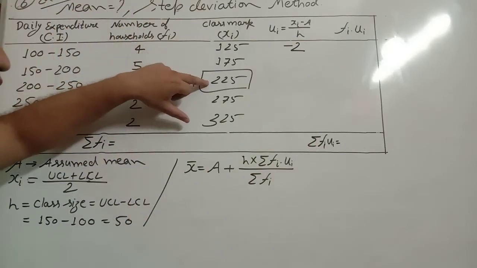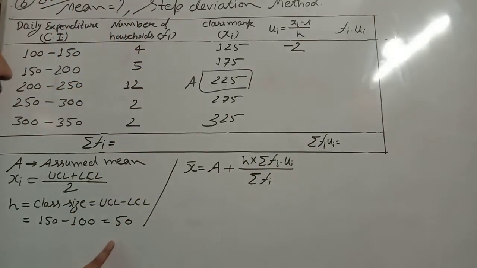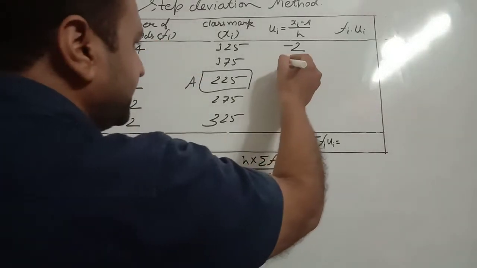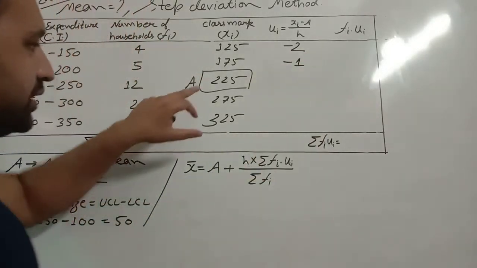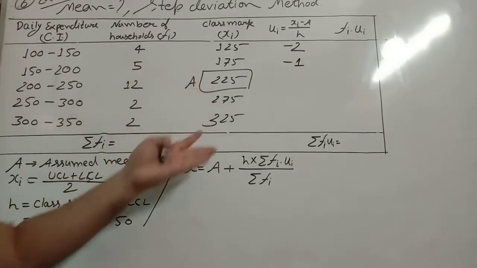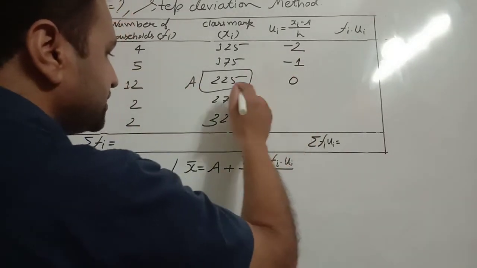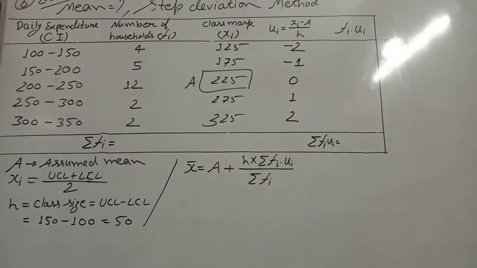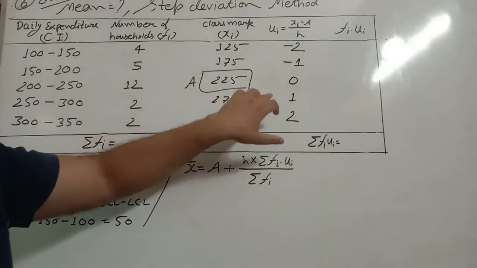175 minus 225 and divided by 50 we get minus 50, and 50 divided by 50 is minus 1. Then this value is subtracted by itself, then 0. Similarly 1 and 2. And the value of ui is always like this.